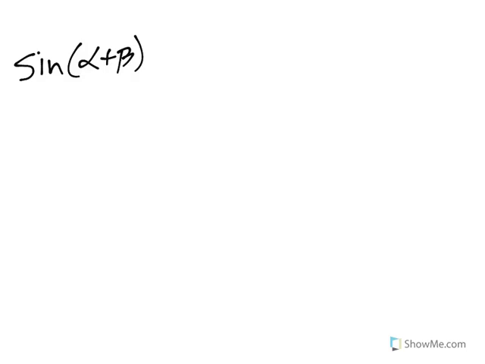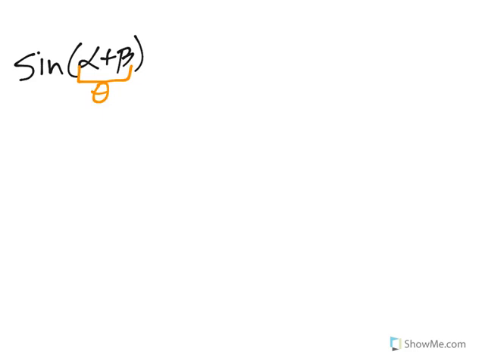So this lesson is to derive the identities for the sine of a sum of two angles, or the sine of a difference of two angles. When I'm doing sine of the sum, I'm going to use those cofunction identities, this time with the angle alpha plus beta.